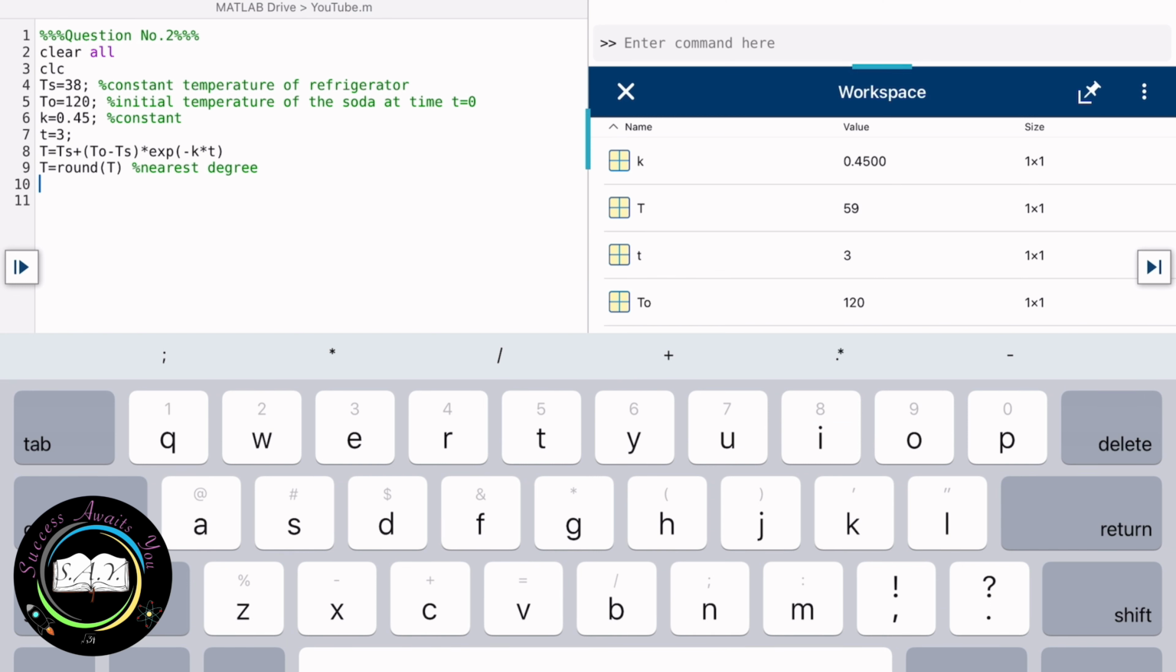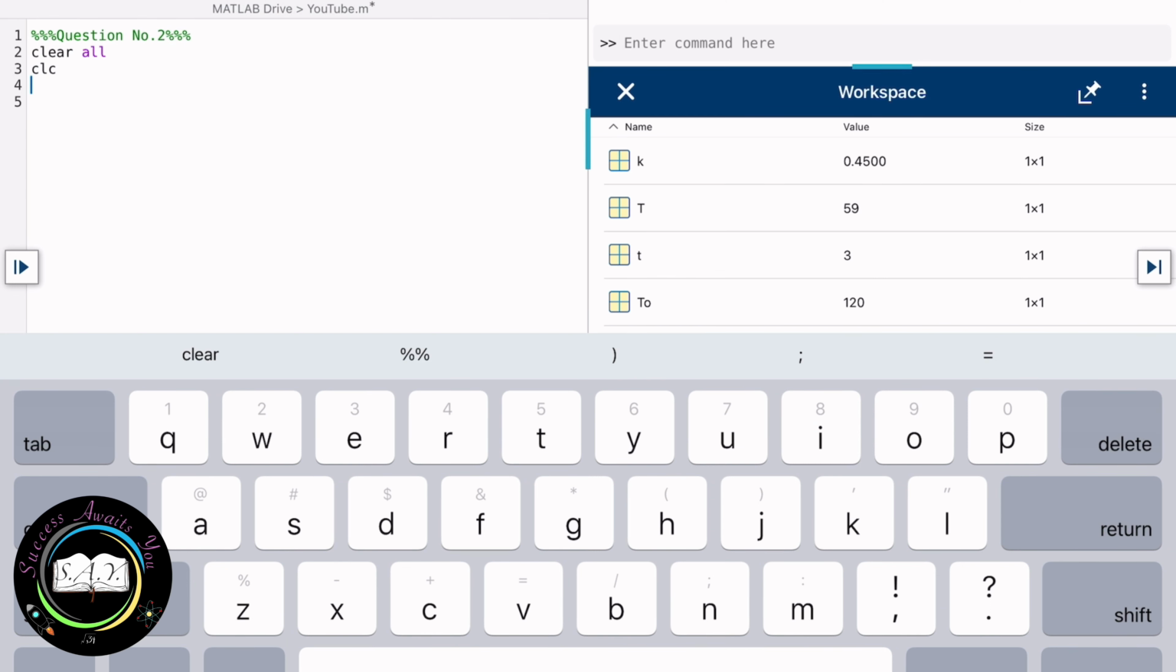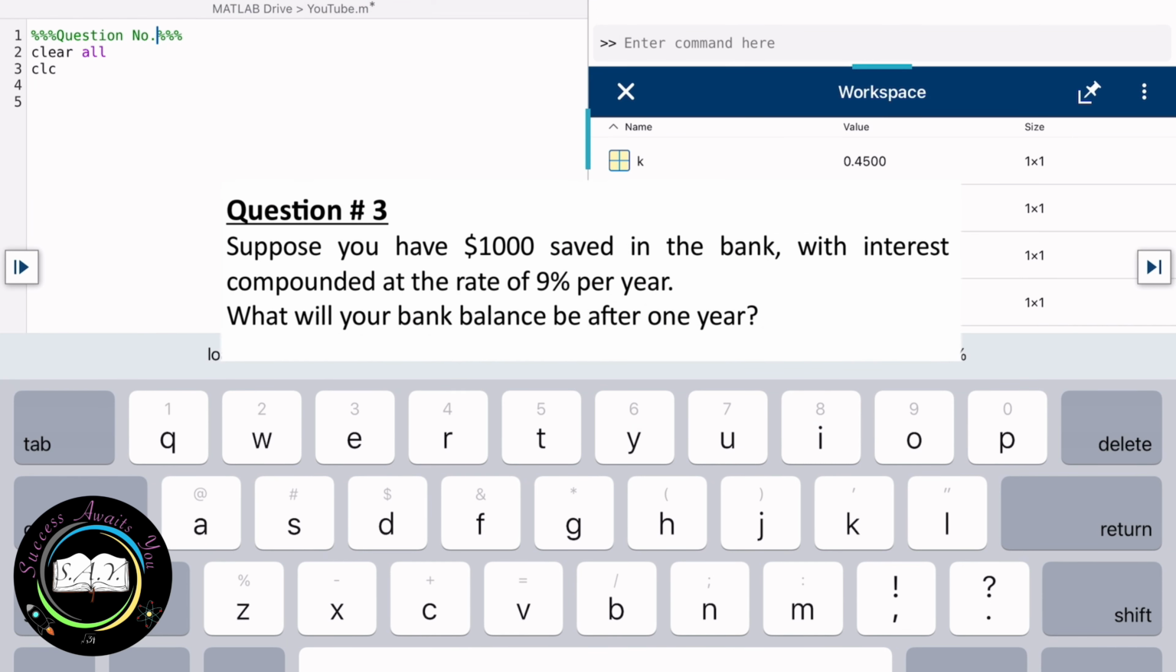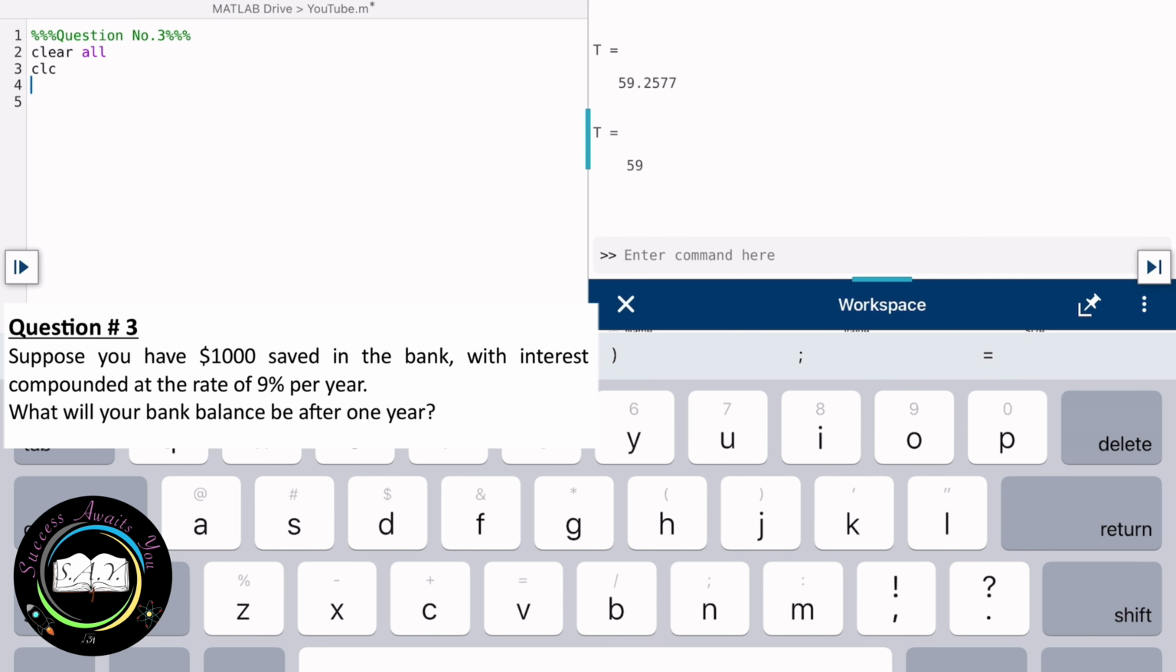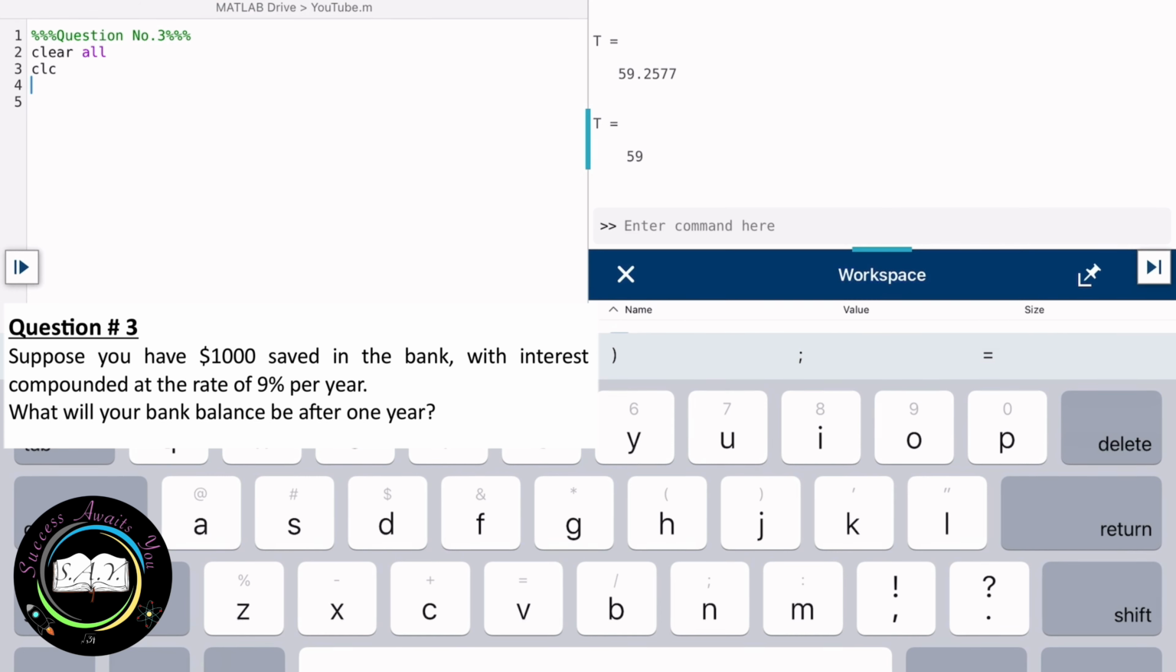Now, we will move on to our second question for today, which says that I have $1,000 saved in the bank with an interest rate of 9% compounded per year. What will my bank balance be after 1 year? To calculate the final bank balance after a year, we have to find the interest first. We will start by entering the amount, which is $1,000. Then we will type the rate, which is 9%, meaning 0.09.